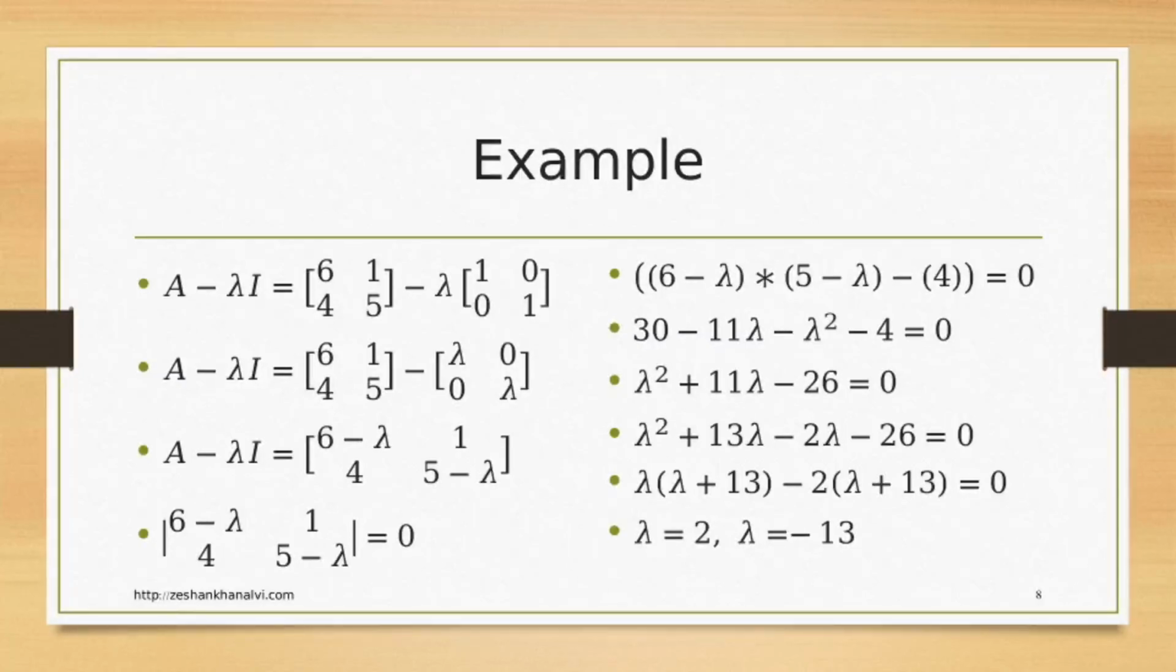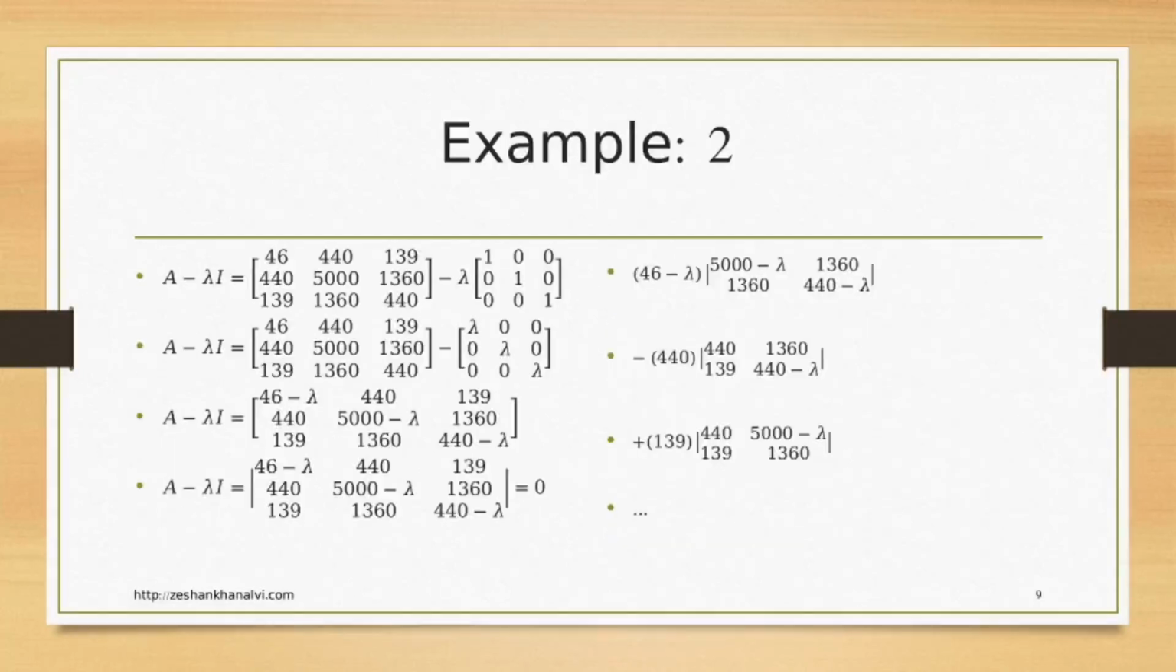Okay, let's compute another example. Here is an example of 3 cross 3 as we studied in the initial slide. In this example, as we have A of dimension 3 cross 3, then the identity will also be 3 cross 3, and the values of lambda we can get at the end of this computation will also be 3, or 1 or 2 values can be 0 as well, but we can get a maximum of 3 values from this set of equations.